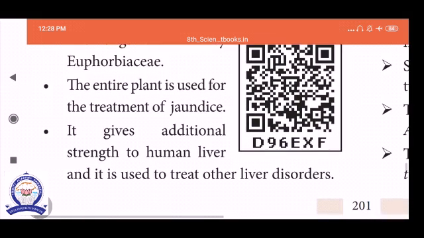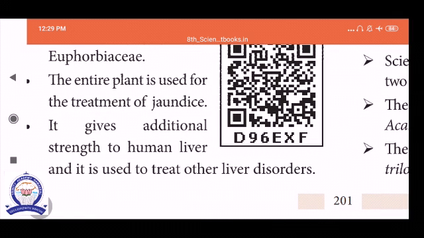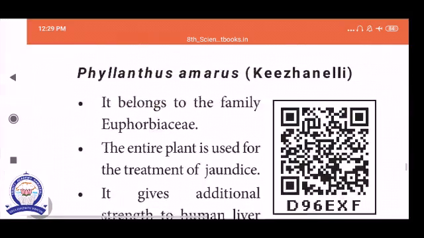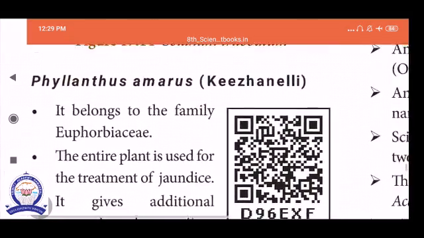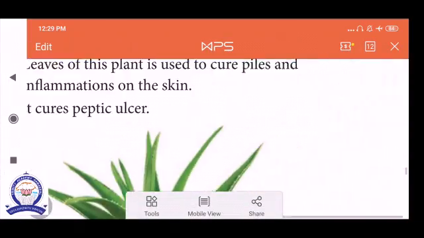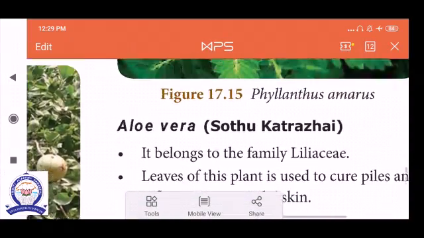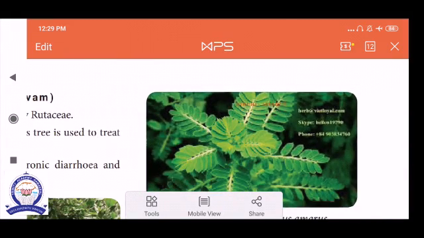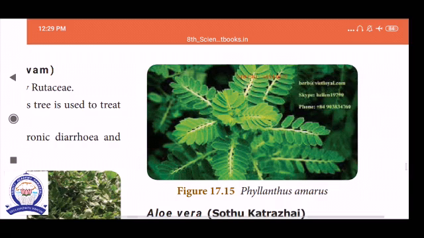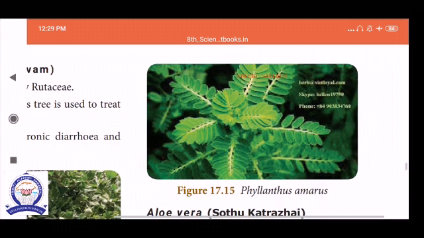Third, it gives additional strength to the human liver and is used to treat other liver disorders. Both are very essential. This is the Phyllanthus amarus, the juice. See, this is Phyllanthus amarus, which belongs to the family Euphorbiaceae.